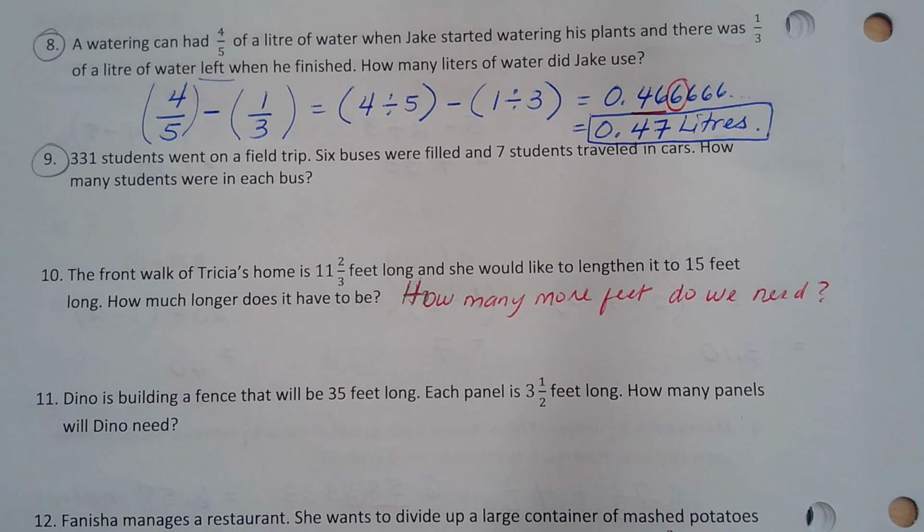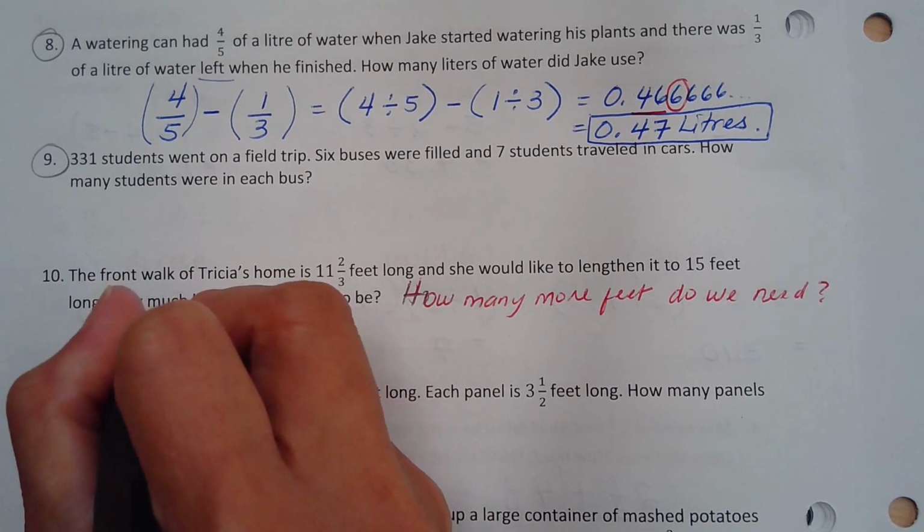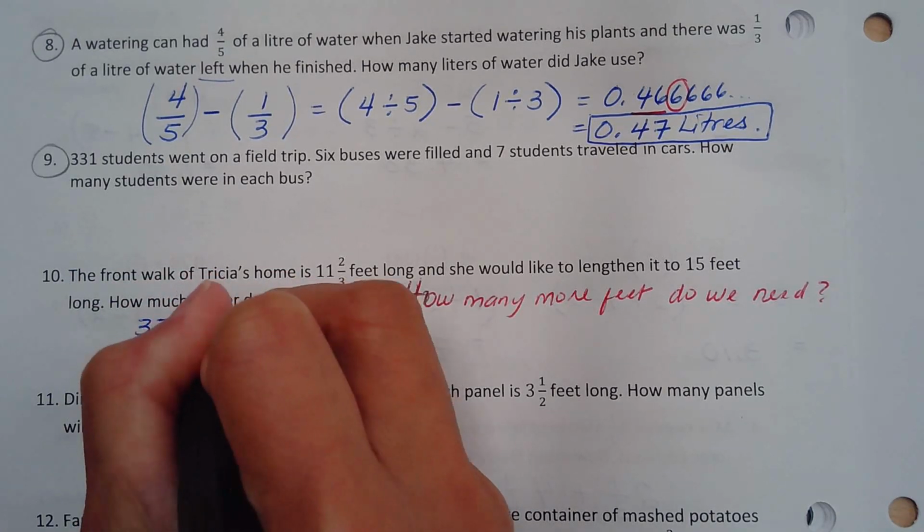Subtract first and then divide, right? So this is pretty much the same thing as that question 5. So there are 331 students.